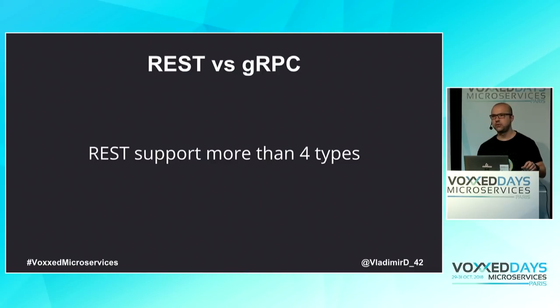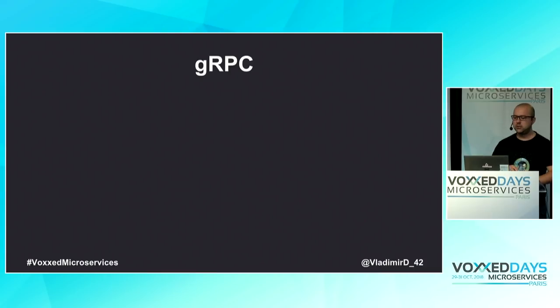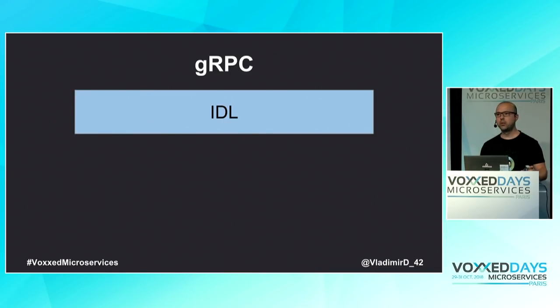So I'm fair to say that REST supports more than 4 types of communication. Maybe that's a good thing, maybe that's a bad thing. Depends on the situation, right? So let us look now a little bit more into internals of gRPC. gRPC consists of 3 big parts. Part number 1 is IDL, or Interface Definition Language.